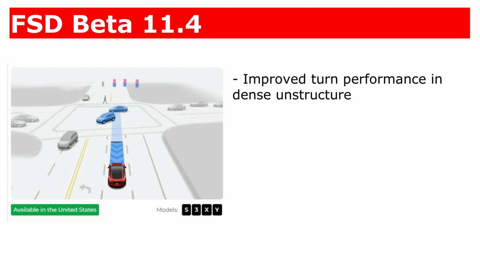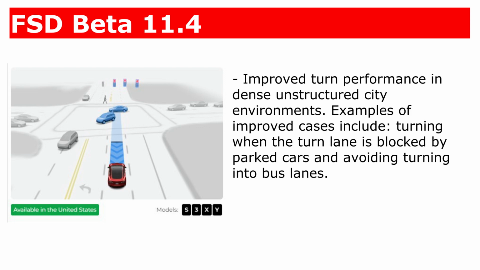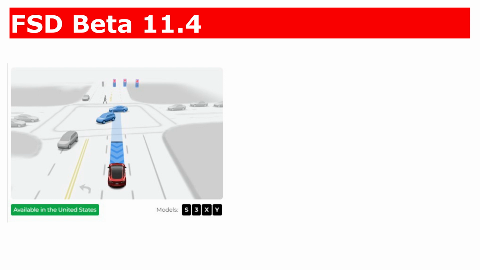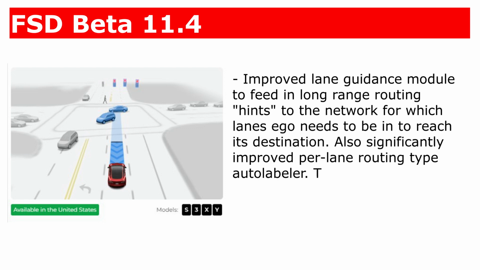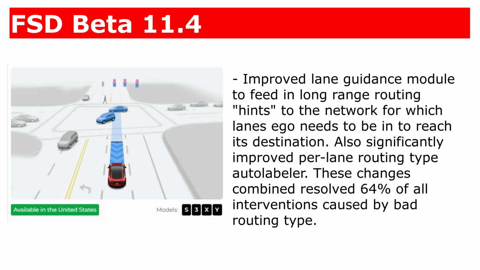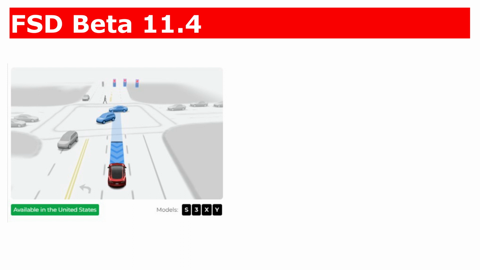Improved turn performance in dense unstructured city environments. Examples of improved cases include turning when the turn lane is blocked by parked cars and avoiding turning into bus lanes. Improved lane guidance module to feed in long-range routing hints to the network for which lanes ego needs to be in to reach its destination. Also significantly improved per lane routing type autolabeler. These changes combined resolve 64% of all interventions caused by bad routing type.